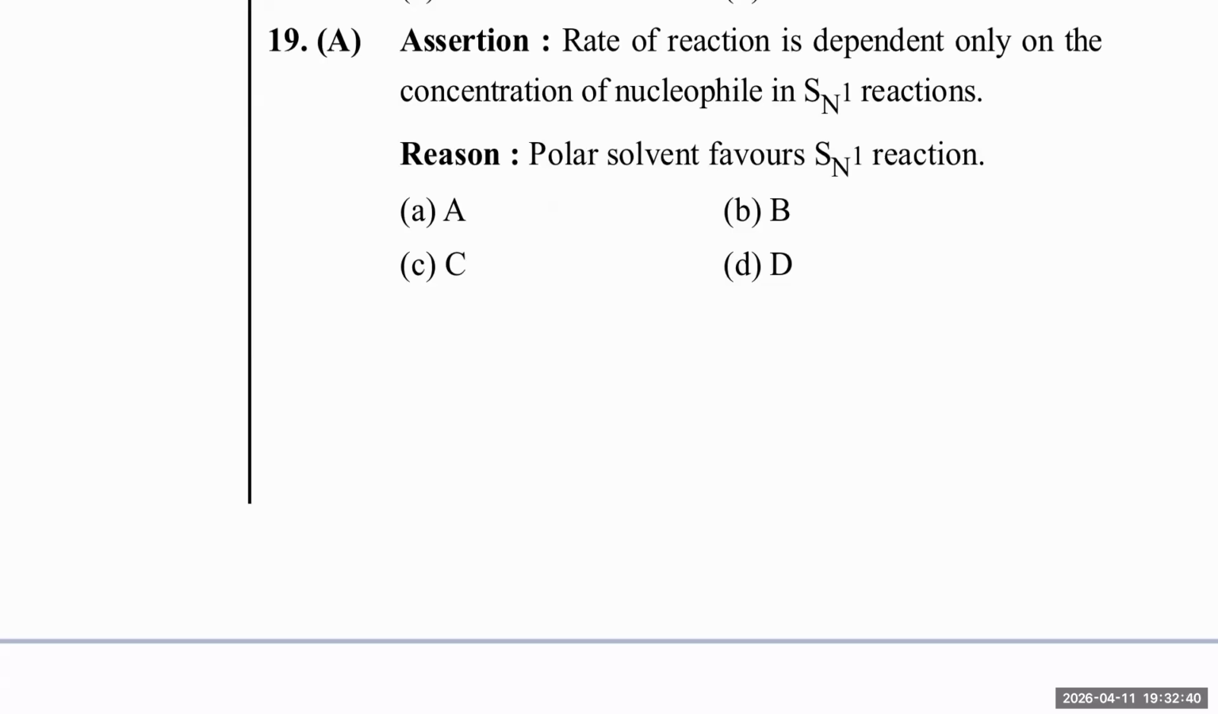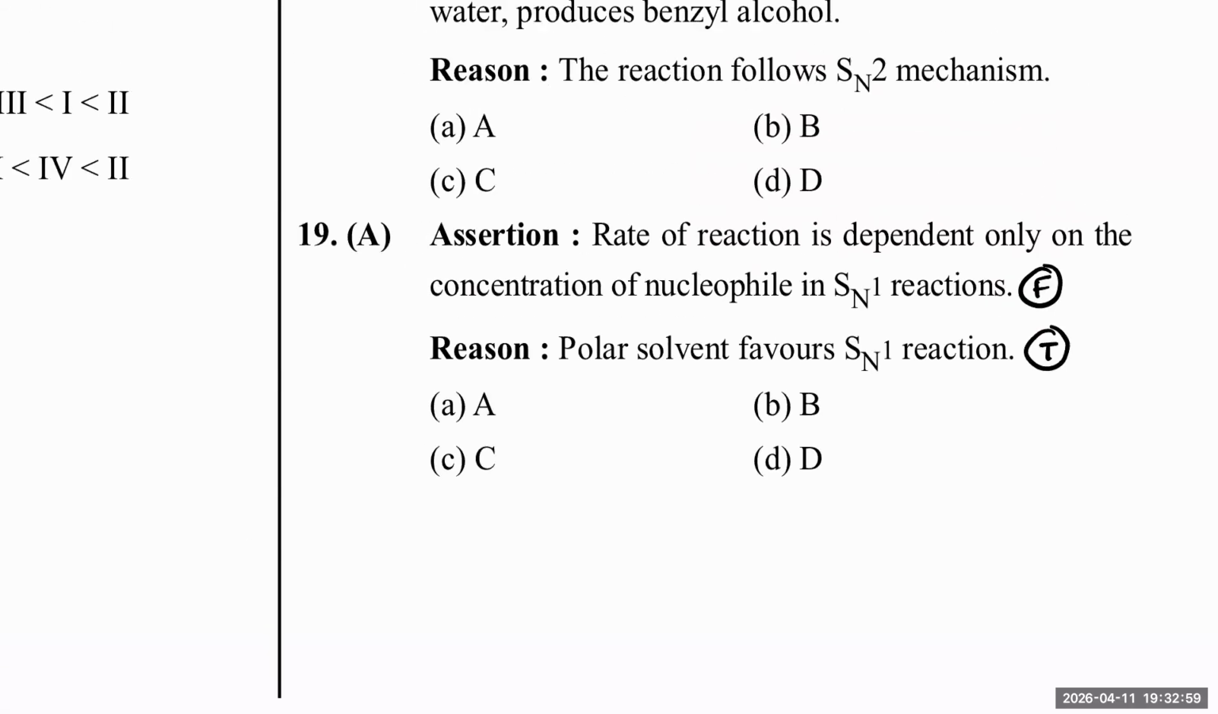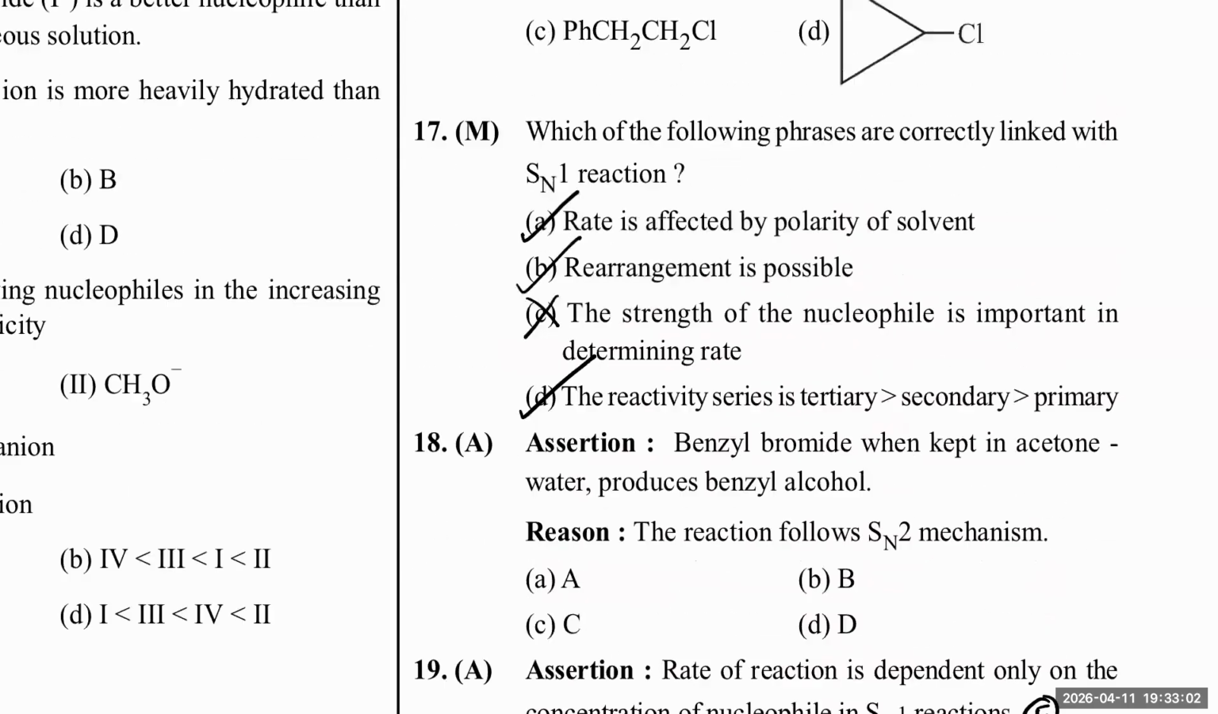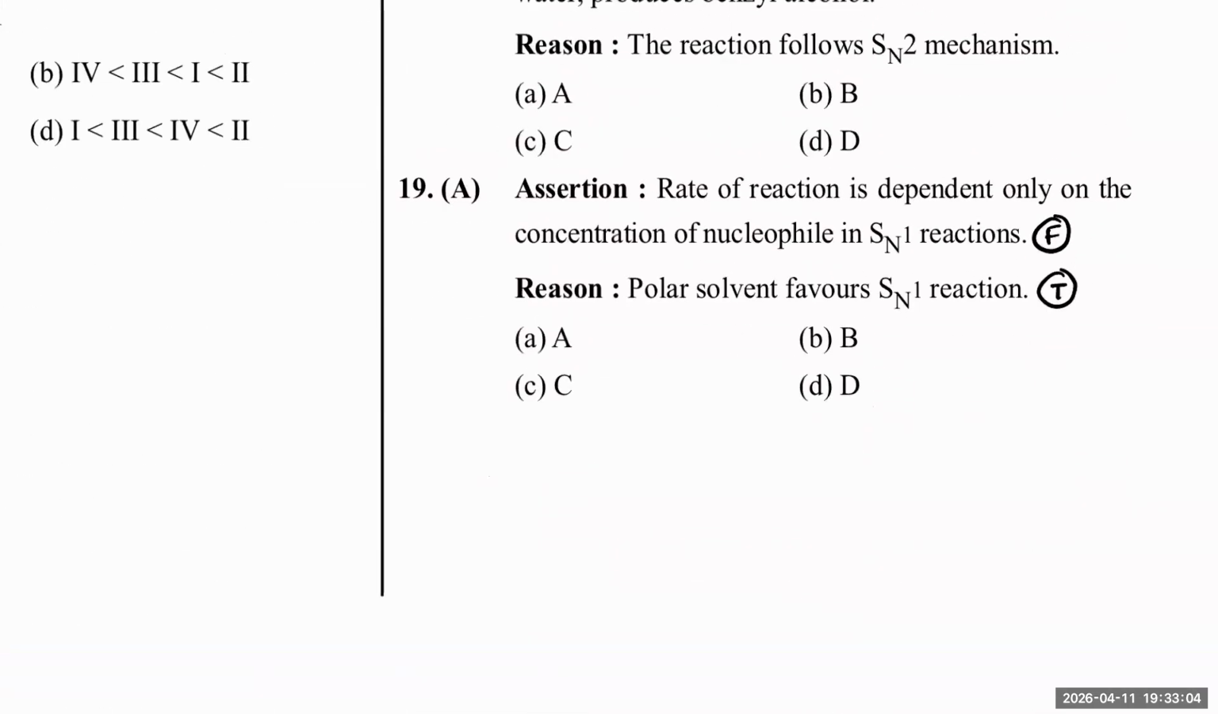See, rate of reaction is dependent only on the concentration of the nucleophile in SN1 reactions. Concentration of not the nucleophile but the substrate. So this is false. Polar solvent favors SN1. That is true. So this is true here. Got it? So in the case of assertion reason, you need to check out these options first.